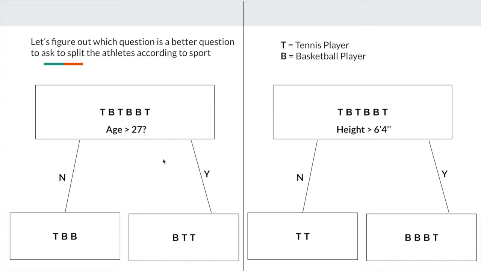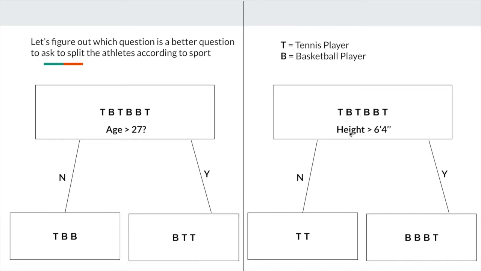In this example, we have two questions that we're trying to consider. Here, the question that we're asking about each of these players is whether or not their age is greater than 27. On the left side, you have all the players whose age is not greater than 27, so they're 27 or younger. And here, you have all the players who are older than 27.